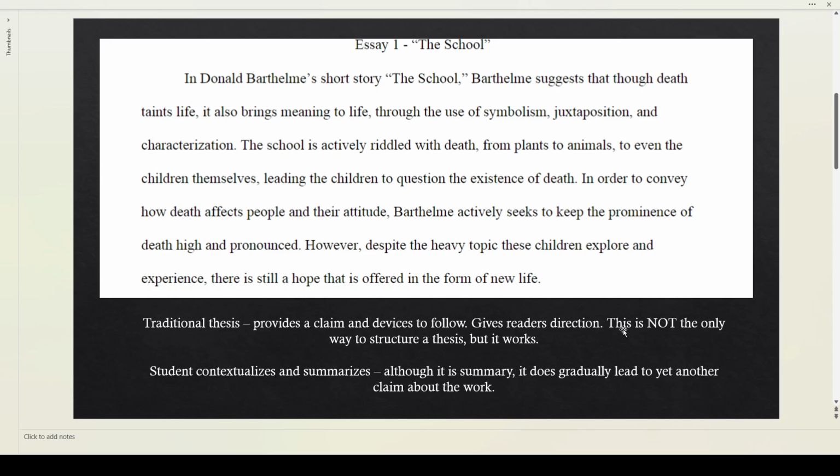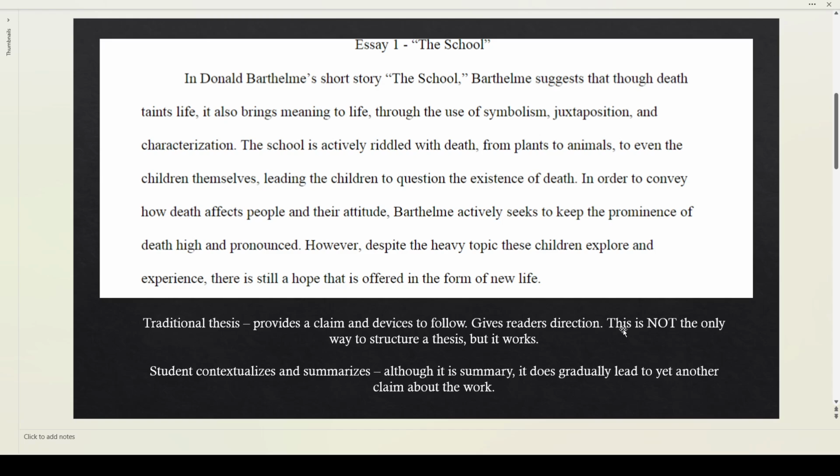But the student continues with, "The school is actively riddled with death, from plants to animals to even the children themselves, leading the children to question the existence of death. In order to convey how death affects people and their attitude, Barthelme actively seeks to keep the prominence of death high and pronounced." So this is where the student is contextualizing and summarizing, right?